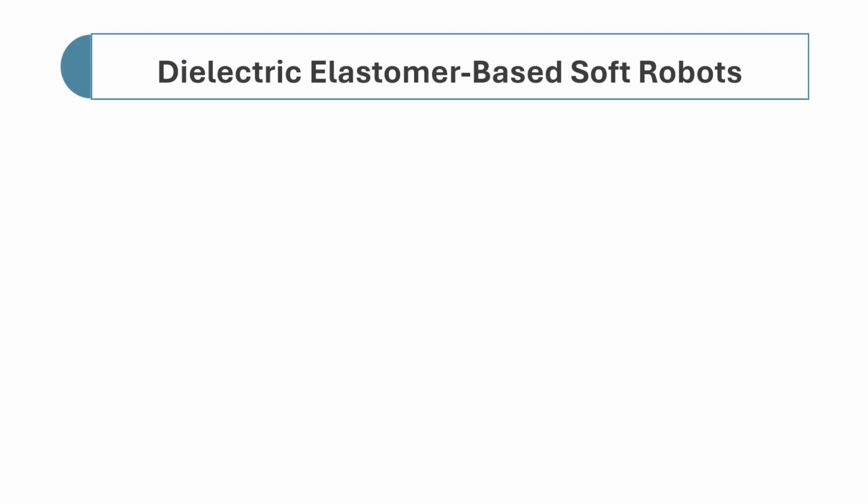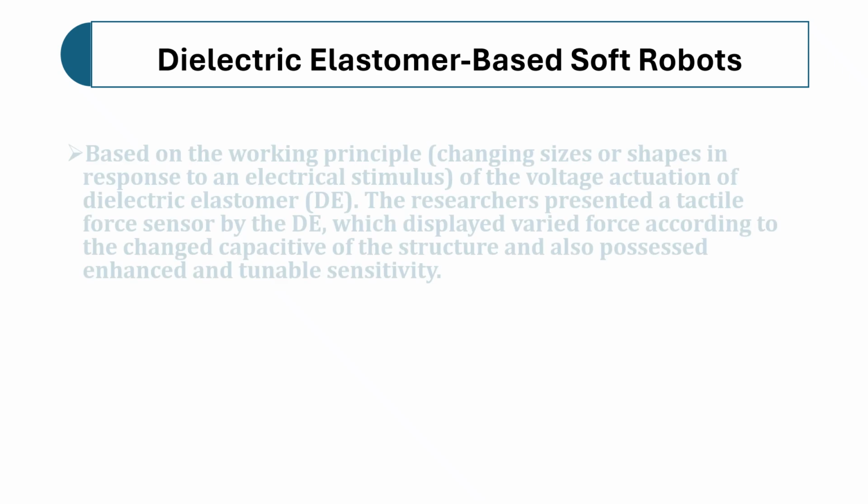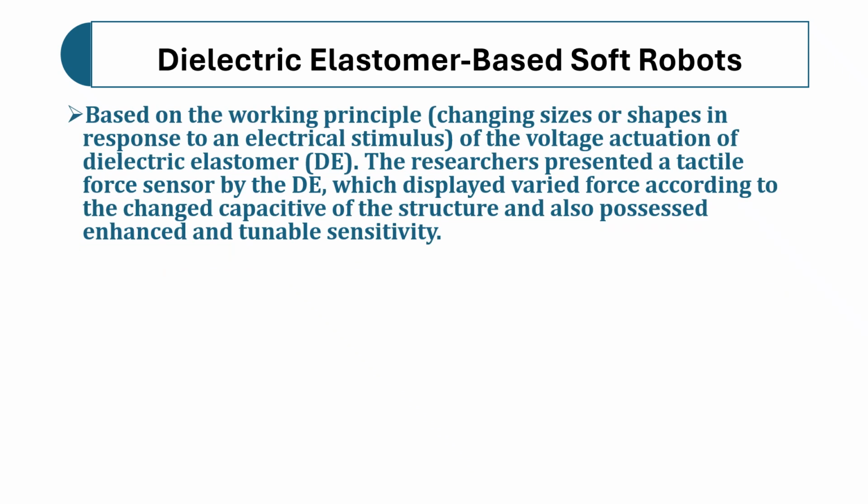Next we have dielectric elastomer based soft robots. So what is the working principle of dielectric elastomer based soft robots? When the voltage is applied, the elastomer or the soft robot changes its shape and size, and it responds to the external stimulus. What is the material used?